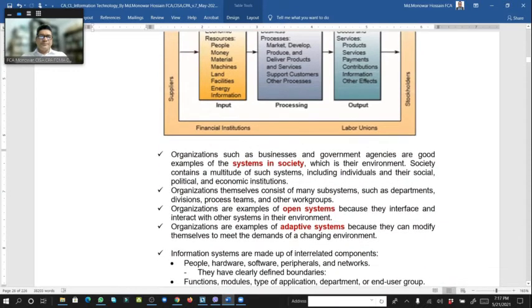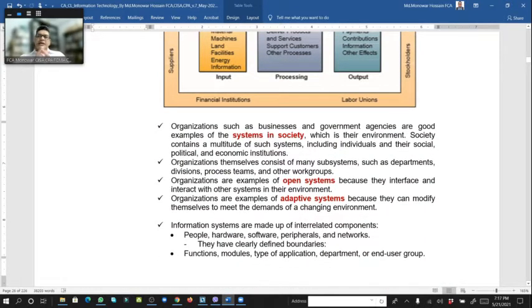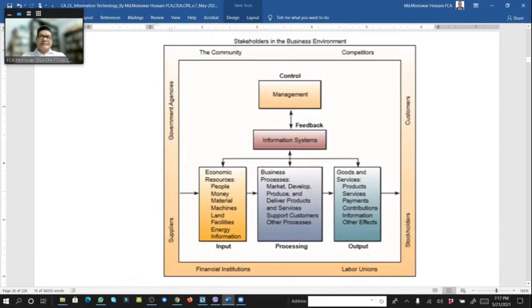So here, organizations such as business and government agencies are good examples of systems in society, which is their environment. Society contains multiple such systems, including individuals and their social, political, and economic institutions. And organizations are examples of open systems because they interface and interact with other systems in their environment. An organization is basically an example of an open system because these systems have the capacity to adjust with other systems.